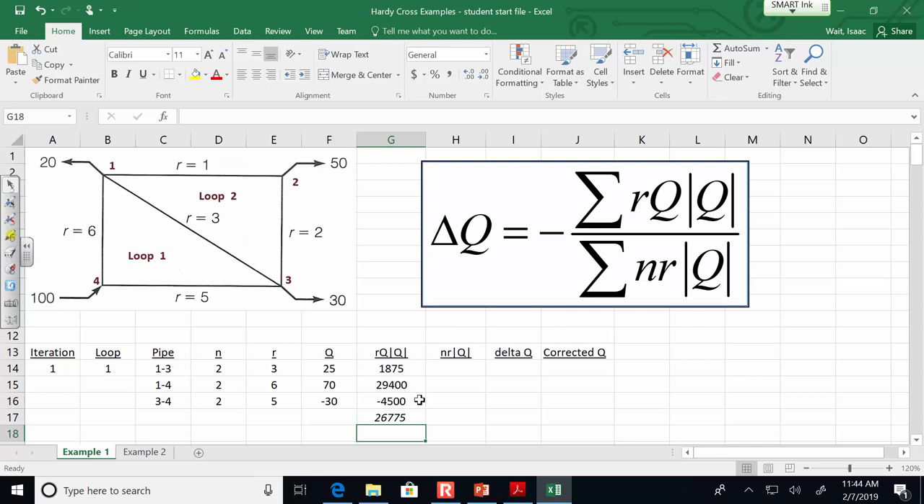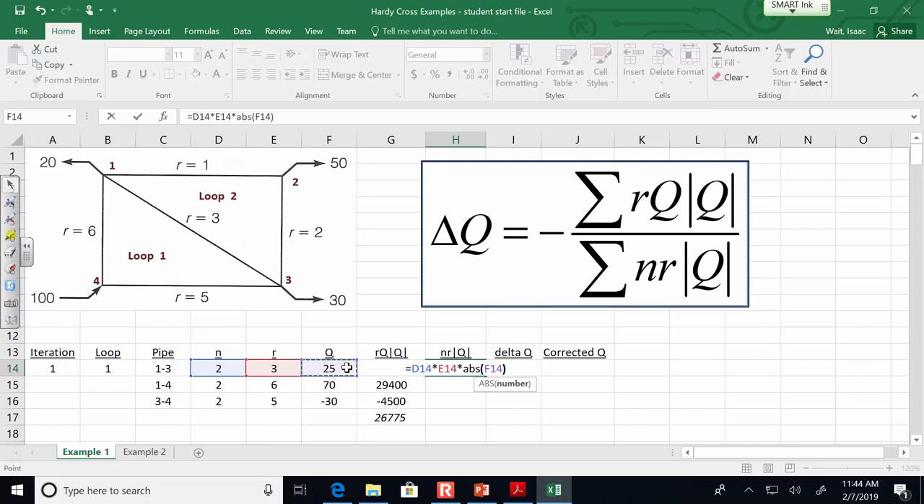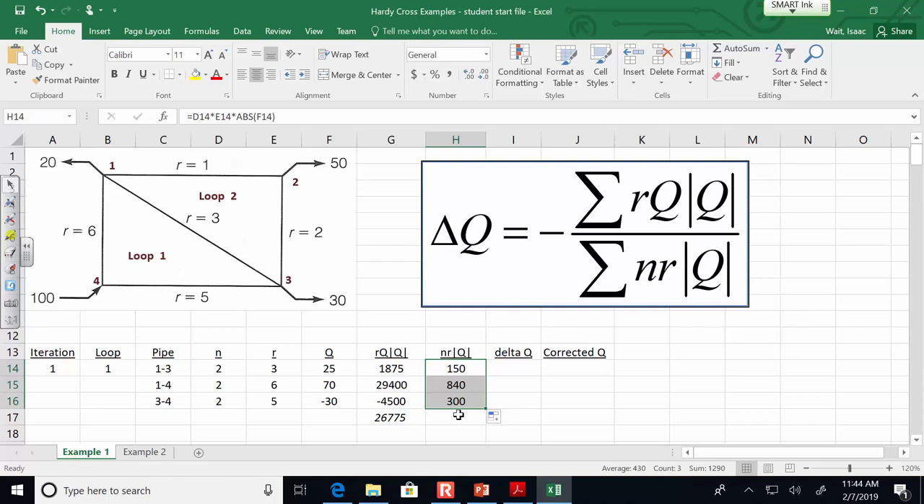All right. Next, we'll do N times R times absolute value of Q. So N times R times absolute value of Q. We can likewise apply that same function down through the other pipes, and then we also want to have the sum of those.